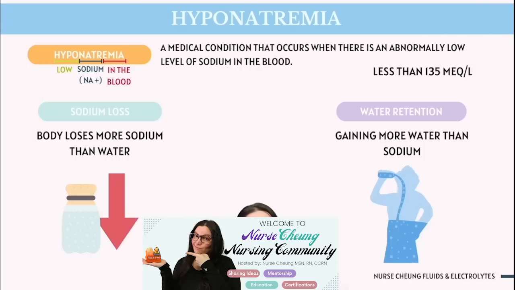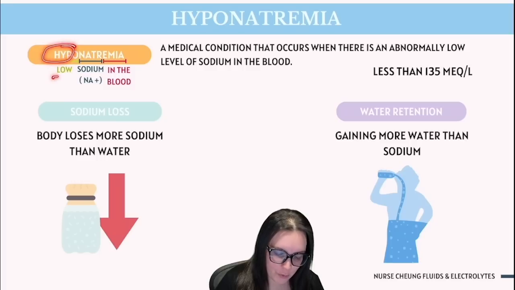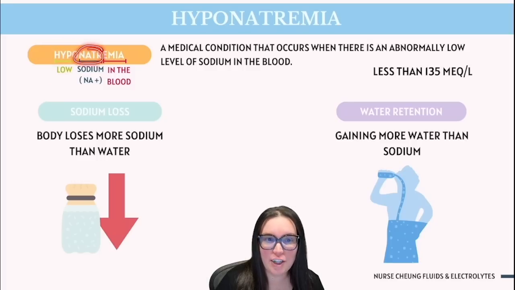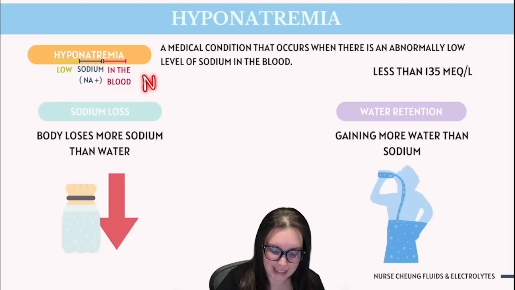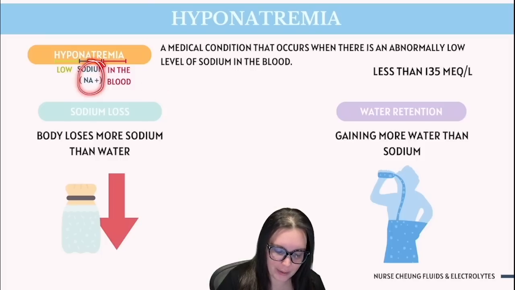So let's break down hyponatremia. Just taking a look at the word hyponatremia, we have the prefix hypo, which means low. We have natrium, which is a Latin word meaning sodium. Typically, you'll see it listed as Na, but that stands for sodium. And then we have emia, which stands for in the blood. So if you put it all together, we have low sodium in the blood.